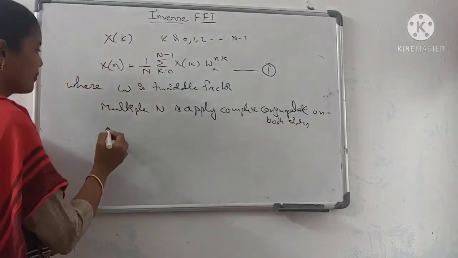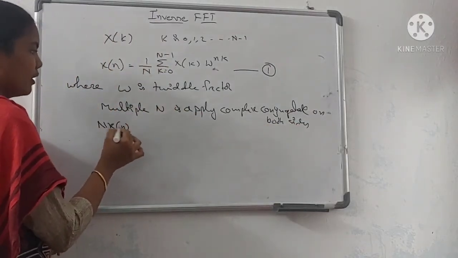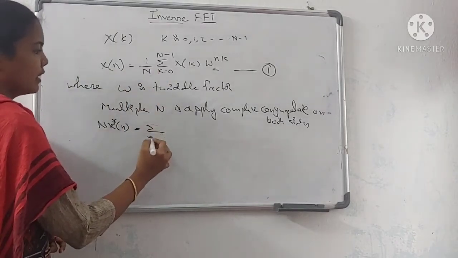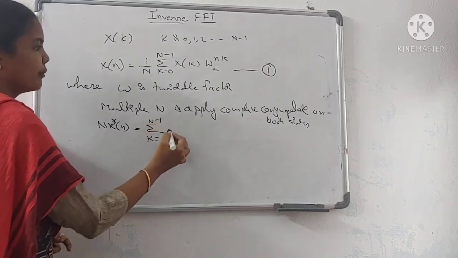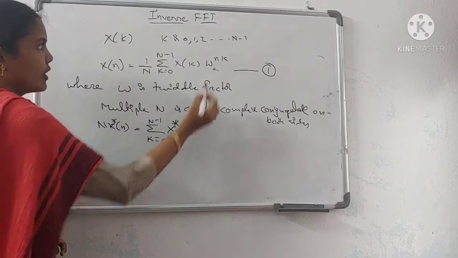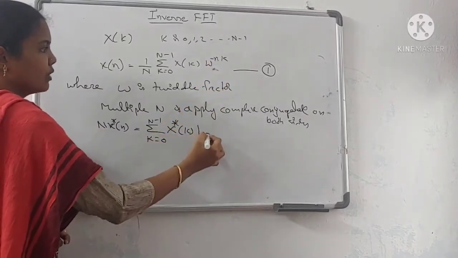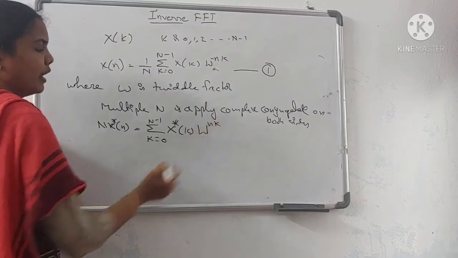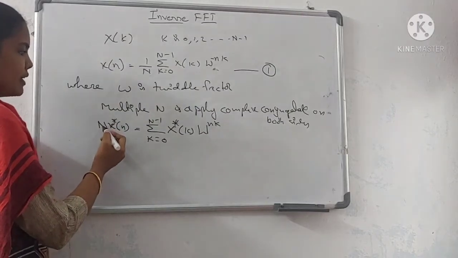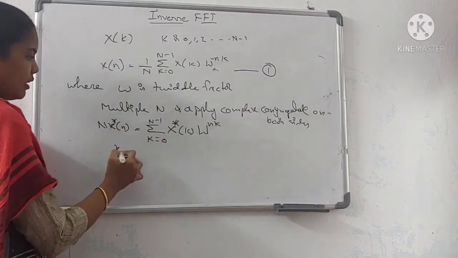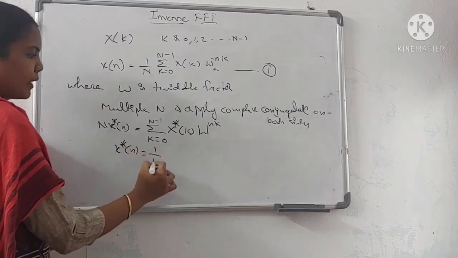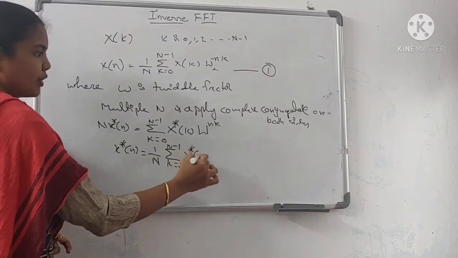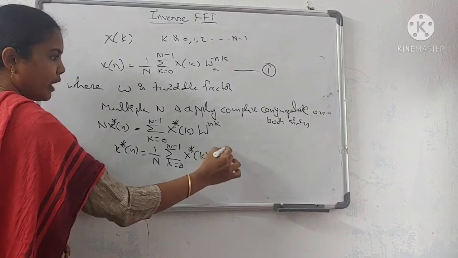So multiply N means, N into x conjugate of n is equal to 1 by N into N, both are cancelled, k is equal to 0 to N minus 1, X conjugate of k. So here there is a minus, so now W_N^(nk). Okay. So now this N x conjugate of n is equal to 1 by N summation k is equal to 0 to N minus 1 X conjugate of k W_N^(nk).